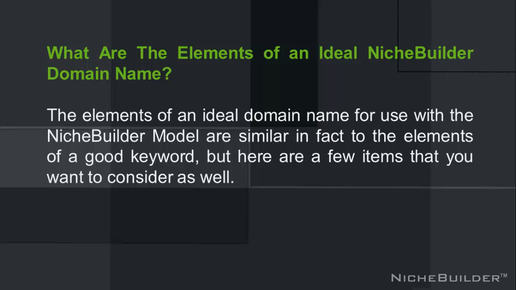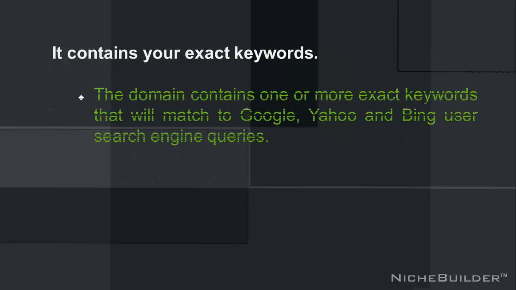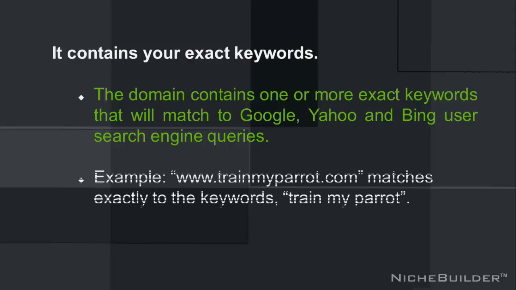So what are the elements of an ideal NicheBuilder domain name? The elements of an ideal domain for use with the NicheBuilder model are similar in fact to the elements of a good keyword, but here are a few items that you'll want to consider as well. First, it should contain your exact keywords. The domain should contain one or more exact keywords that will match Google, Yahoo, and Bing user searches as they do their queries. Example, www.trainmyparrot.com matches exactly to the keyword search, train my parrot.